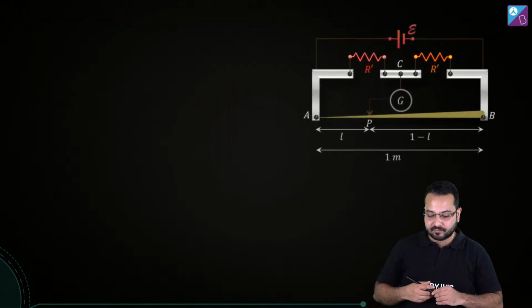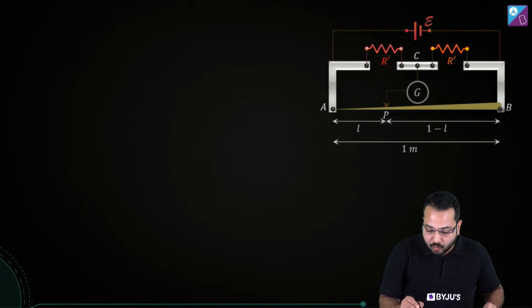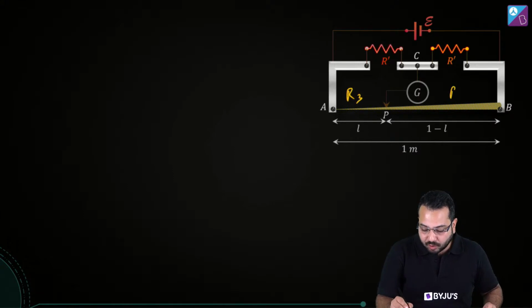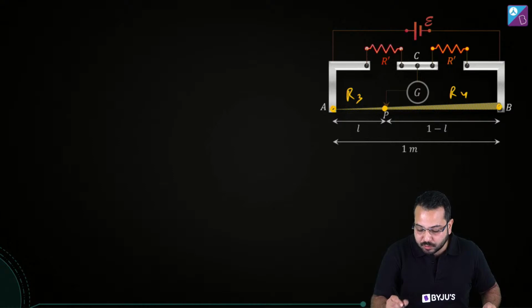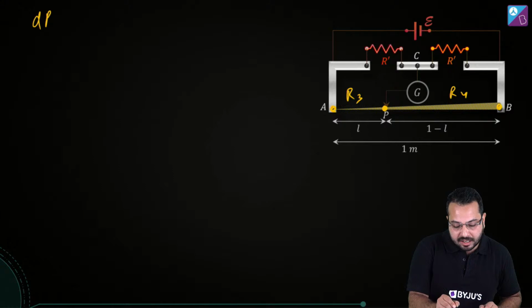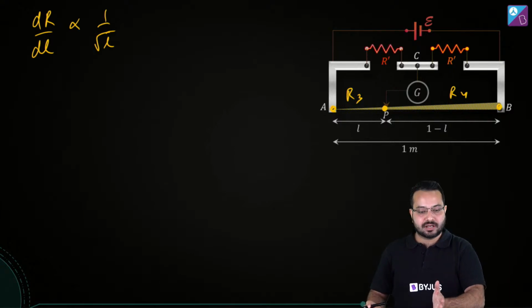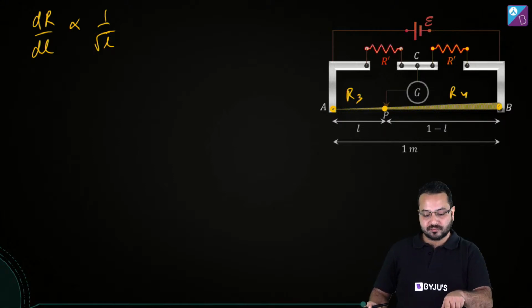Perfect. Now it all boils down to finding the resistance. So we have to find out what is this resistance R3 and what is this resistance R4. R3 is the part of the wire from A to P, and R4 is the part of the wire from P to B. Now here we are told that dR by dL is proportional to 1 upon root L. So as L is changing, the change in resistance per unit length is proportional to 1 by root L. What does it mean?